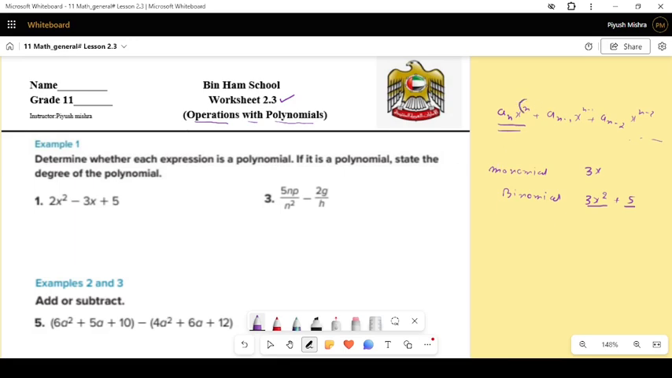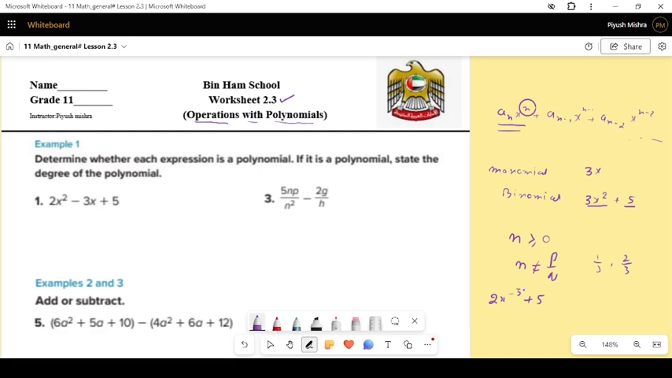When we are talking about the power, so here n must be greater than or equal to 0, the first thing, and n cannot be in the form of p by q. For example, 1 by 3 or 2 by 3, it should not be like this. Okay, I hope you understood. So I'm taking one example also. For example, if I'm writing 2x to the power minus 3 plus 5, I want to check whether this is a polynomial, yes or no.